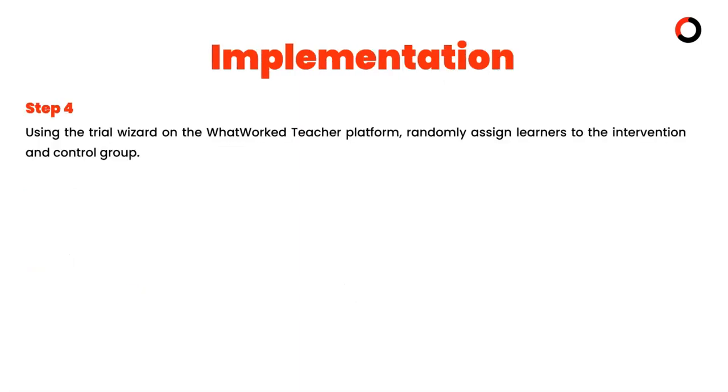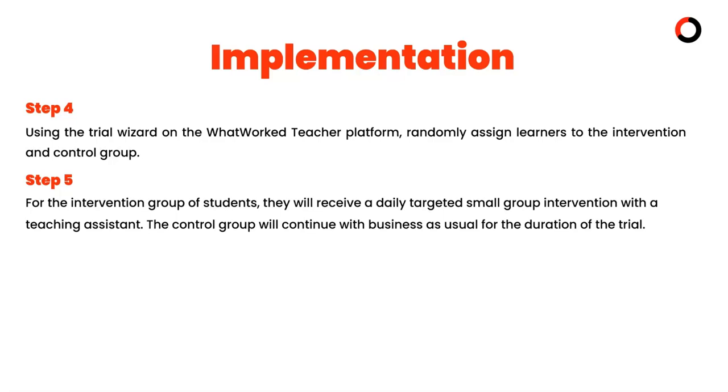Step 4. Using the trial wizard on the What Worked Teachers platform, randomly assign the learners to the intervention and control group. Make sure you record this in your Excel tracker. Step 5. For the intervention group of students, they will receive a daily targeted small group intervention with a teaching assistant. The control group will continue with business as usual for the duration of the trial.